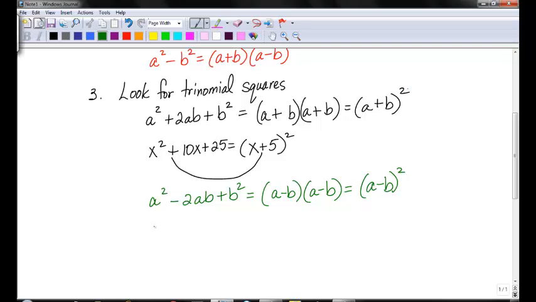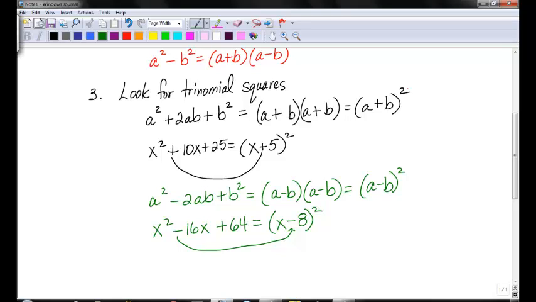Example of that one, say I gave you x squared minus 16x plus 64. x squared is a perfect square of x. 64 is a perfect square of 8. If I multiply those two together, I'd have 8x and double it. Do I get that middle term? 16x? Yeah. And this tells you the sign inside is minus. So it's x minus 8 quantity squared. Or you can write it x minus 8 times x minus 8.